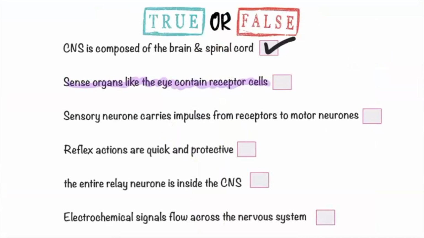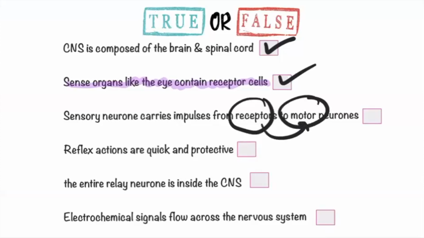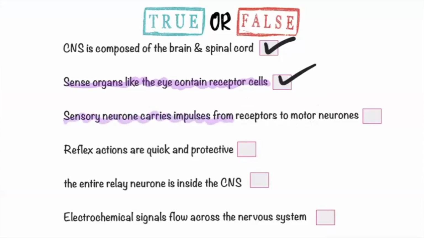Because what's the definition of a sense organ? A sense organ is a part of the body that contains a high number of receptors in one part of the body. Then we call that a sense organ. Okay, that's another true. Next: sensory neurons carry impulses from receptors to motor. So we're going from receptor to motor. This doesn't sound very correct, right? Because there should be some neuron in the middle. So it's going to be receptor, then relay, and after that, we will have the motor, right?